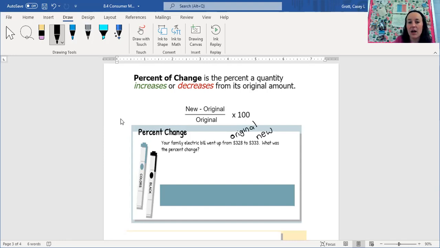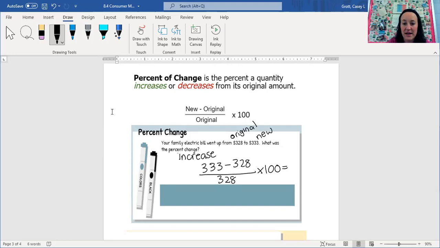So stop and think really quick. Are we going to have an increase or a decrease if this is where I started and this is where I ended up? Okay, guys, we already know that the percent change should be increasing. So if our answer doesn't reflect that, we messed up somewhere. All right, so my new is $333 minus $328, all divided by the original, which was 328. And then we're going to multiply all of that by 100.